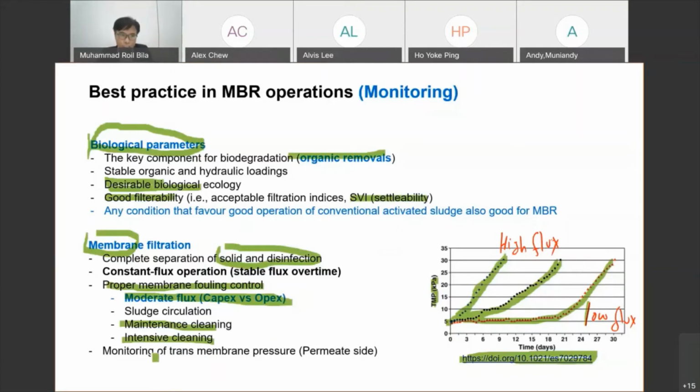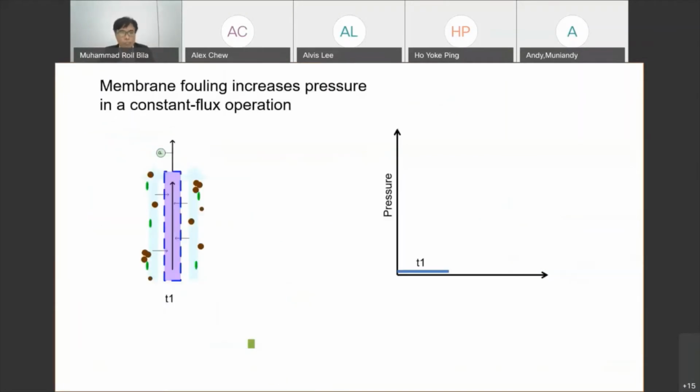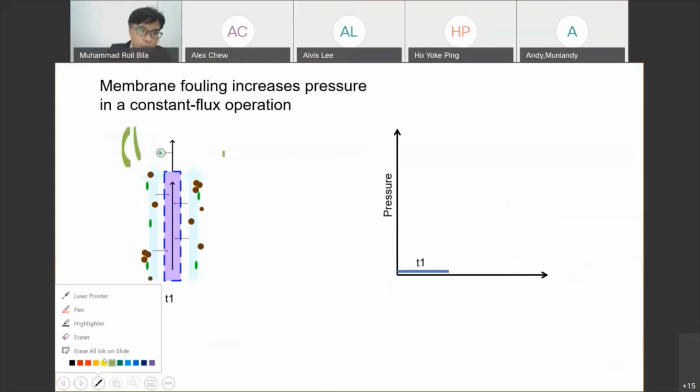Another important thing is this one. I will dedicate a special slide for this. It's very important to monitor the transmembrane pressure at the permeate side of the membrane. That is basically the indication of how stable the performance is. So when you have a system initially, when your membrane is still clean, I will just write here, this is a clean membrane.